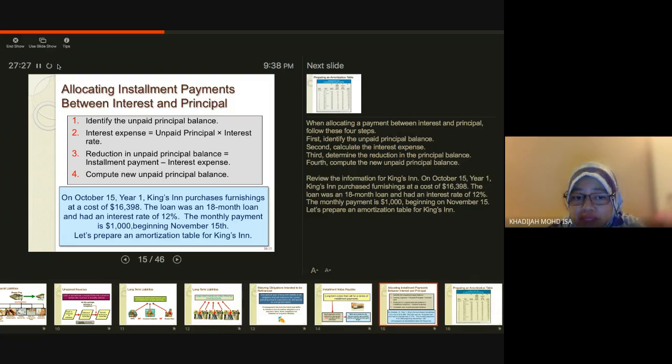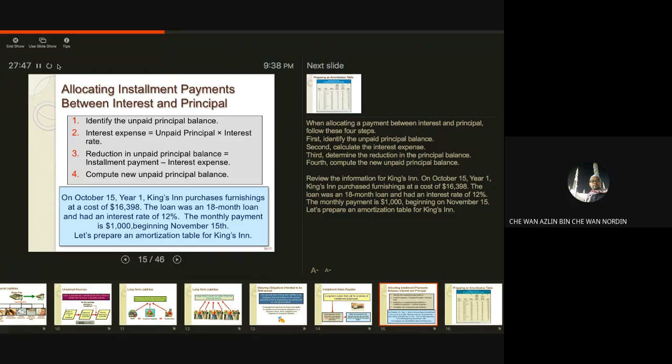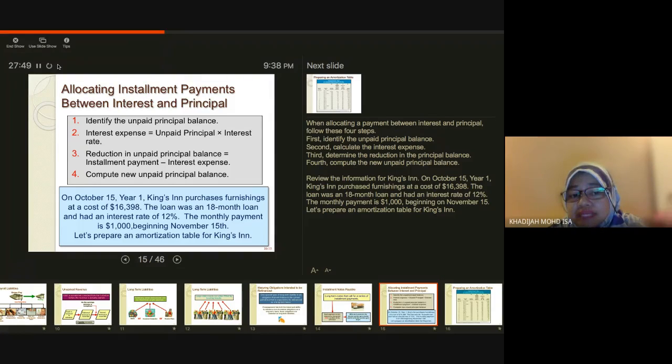You borrow 16,000, but for 18 months, the total that you pay is 18,000. So there's a difference of 1,602. You pay an extra 1,600. Why is that extra? The extra is actually your interest. You have to pay 1,602 in interest expense, but that is the total, and you divide it over the months.